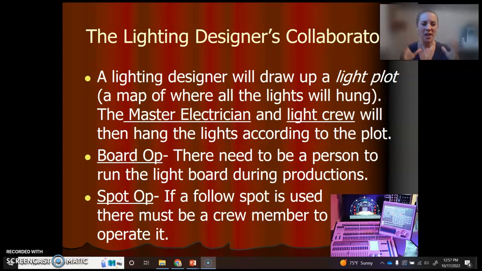So a follow spot is a big spotlight. You've seen those big spotlights that go in the sky, like the 20th Century Fox spotlights. Well, we have those in the theater too. These big old lights that are nice and bright.